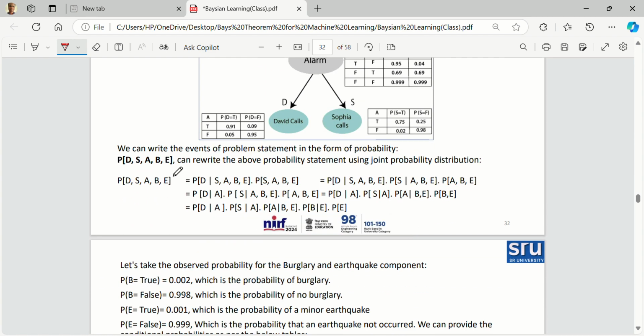Now we can write this probability in this form. Probability of D, S, A, B, E, that you are going for calculating total probability. So probability of D given S, A, B, E, probability of S, A, B, E, probability of D given S, A, B into probability of S given A, B, E into probability of A, B, E. Again now simplify. In this way you get the final result: probability of D given A, probability of S given A, probability of A given B, E, probability of B, and probability of E. Because some are not available for the particular case. They are not directly related.